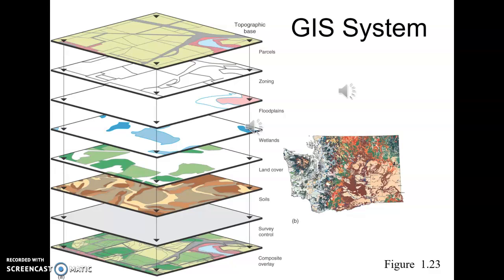What is a GIS system? Well, as you can see here, there's a bunch of maps that are showing the same area, but different kinds of detail about that area. What a GIS system does is it uses digital data to enable analysis of these different layers of data together to come up with an answer to a question or more.